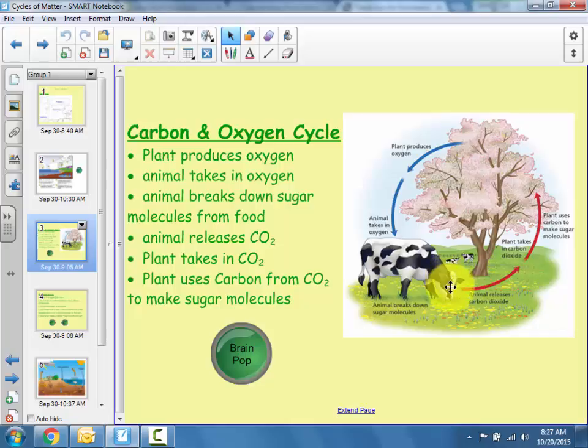The animal then breathes out carbon dioxide, and then that carbon dioxide is absorbed by the plant. The plant is taking that carbon dioxide and water that it gets from its roots, breaking those down, making glucose and oxygen, and the cycle starts all over again. So as you can see, plants and animals are really dependent on each other, not only for the oxygen that we breathe, but the energy that we get from the glucose and things that we eat.